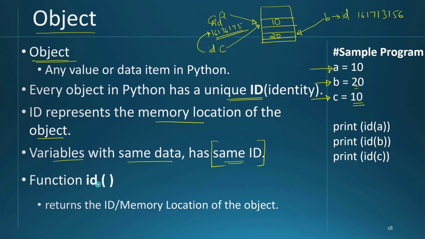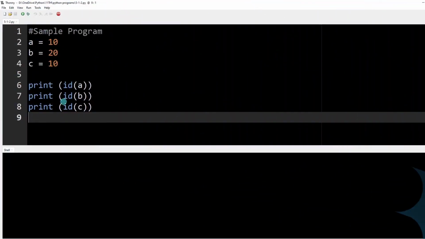If you want to see what is the ID of an object, you can use this function. So you can give ID of a, it will print the big value, whatever ID is given to a by the Python interpreter. Okay, so it returns the ID or memory location of that object. So now let us run this program, then it will be clear to you. Okay, so now our program is ready.